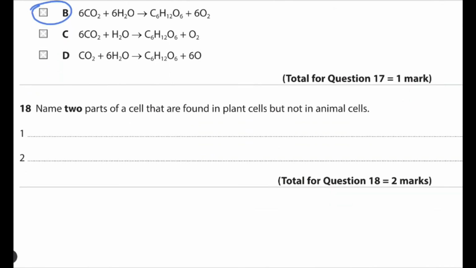Eighteenth question. Name two parts of the cell that are found in plant cell but not in animal cells. There are three parts, but we'll write three of them. Cell wall. If you have written two, you are getting the marks. Second one, chloroplast. Third one, permanent vacuole.